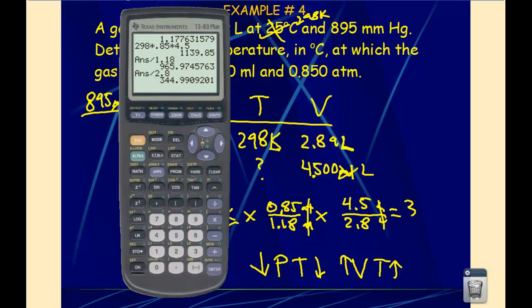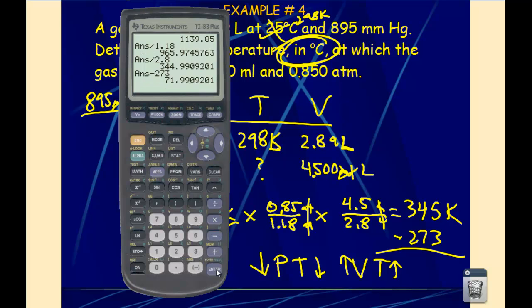And I get 345 Kelvin. I want degrees C according to the problem. So minus 273. Minus 273, and I got 72. So 72 degrees C will be the correct answer in Celsius.